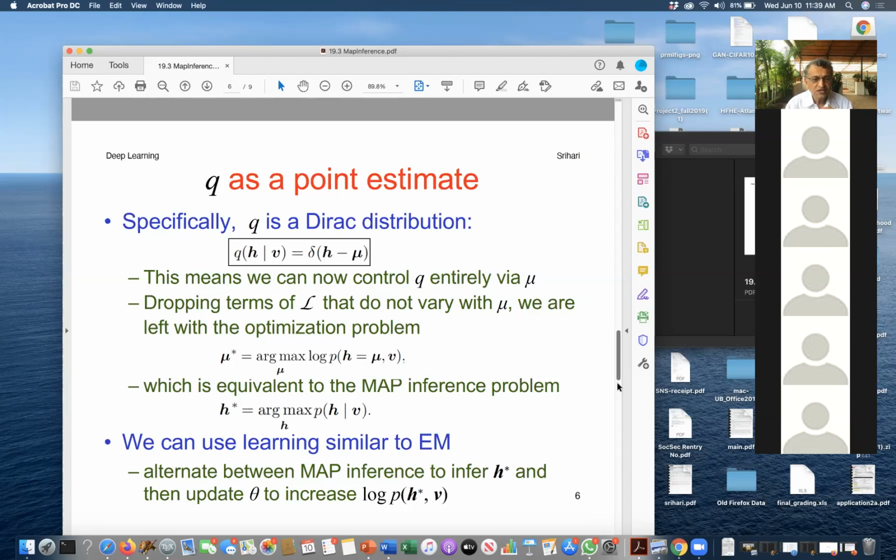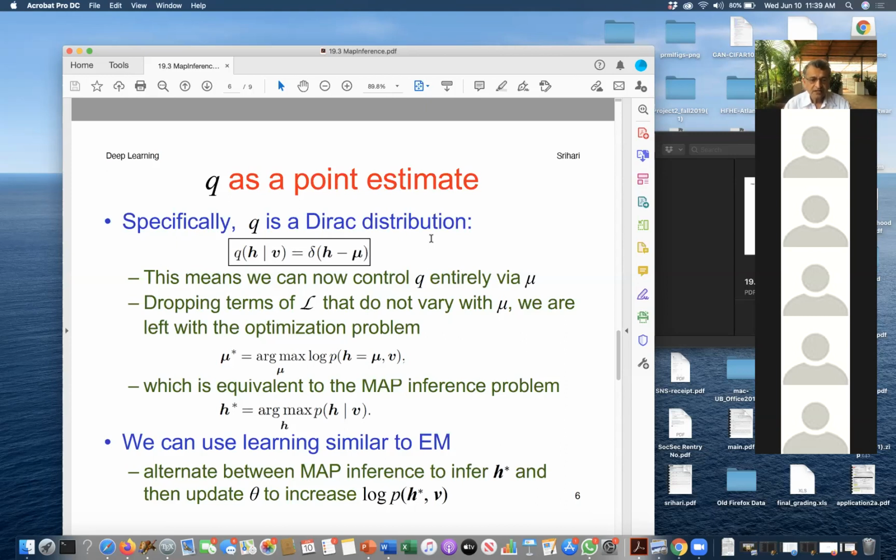And we say Q of H given V, supposing we take the Q distribution we're interested in as a Dirac delta distribution of H minus mu. So there is some parameter it has. That value of H you're interested in. And then it's a delta function peaking not exactly at H, at a distance from it. So it's delta of H minus mu. This means we can now control Q entirely via mu. Mu is simply this separation of where the peak is occurring for the delta.